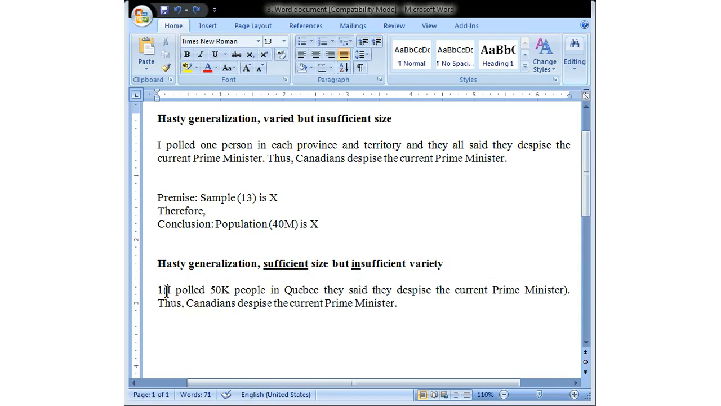And here the problem isn't the size, it's the variety. Is that clear? We have sufficient size, but insufficient variety. This is the one we did: sufficient size, but insufficient variety.